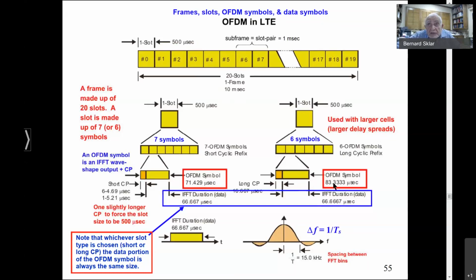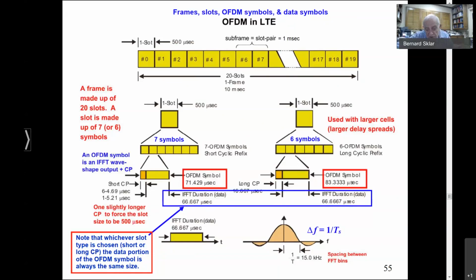Again, you've got longer cyclic prefixes. The whole idea is you're going to be in an environment where there might be greater RMS delay spread, and therefore the cyclic prefix has to be longer. That's why you need two types. But when you get down to the data portion, regardless of the style, the bigger or the smaller symbols, it's always going to be the same, 66 2/3 microseconds. So whichever slot is chosen, the data portion is always the same size.